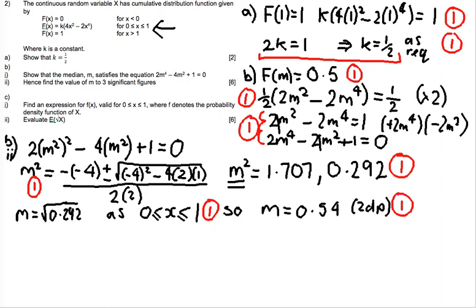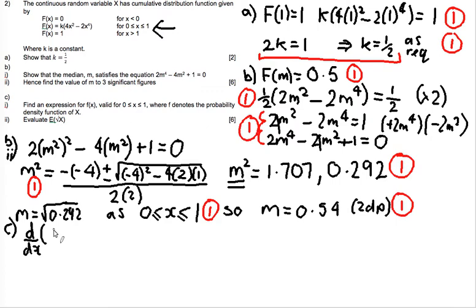Okay, so nearly there on the question now. Let's have a look at part C. Part C asks us to find the expression for little f of x valid for 0 less than or equal to x less than 1, where f denotes the probability density function of x. Now we know to go from the probability density function to the cumulative distribution function, we integrate. Therefore, to do the reverse process, to go from the cumulative distribution function to the probability density function, we're going to differentiate. So essentially, I want to differentiate the function, d by dx.